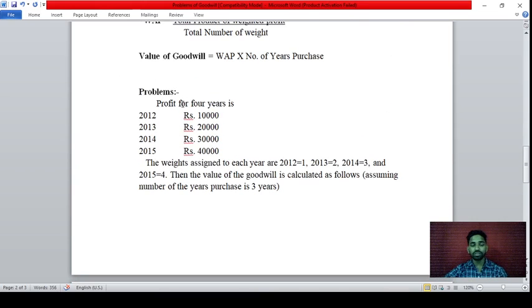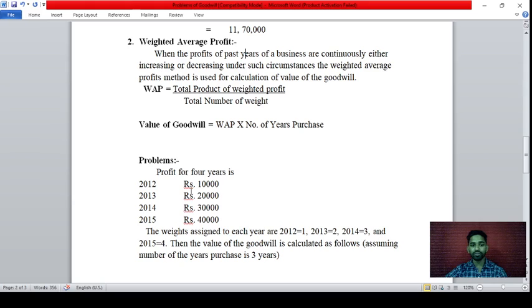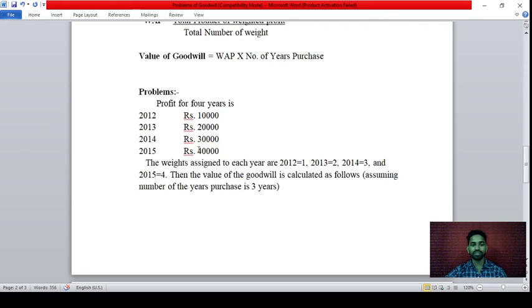Now see, the weighted average profit is used when the profit is continuously increasing or decreasing. In this case, the profit is continuously increasing. In 2012 it was 10,000, for 2013 it's 20,000, for 2014 it's 30,000, and for 2015 it's 40,000. It means it is continuously increasing, and that's why we are using the weighted average profit method.